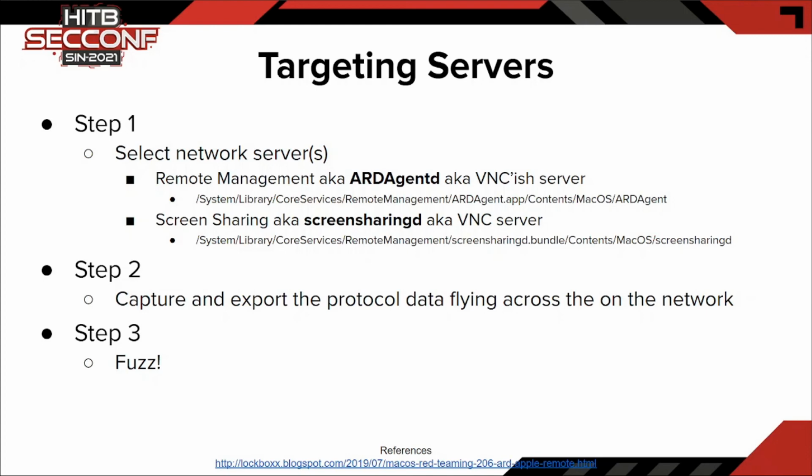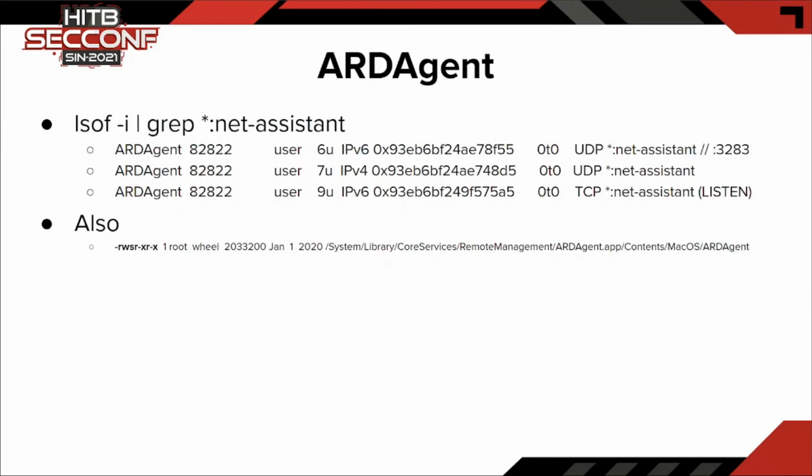Essentially the same thing as clients: capture the data, export it, and then use it to fuzz. So if we look at ARD agent, we can see that it's listening on UDP 3283. Also, it's suid root, which was also interesting. So that's an interesting fact when looking at it to see what kind of privileges it may be running at.